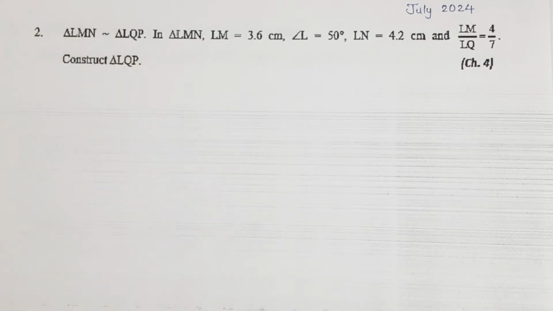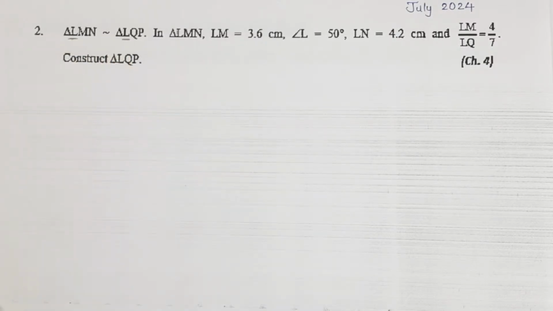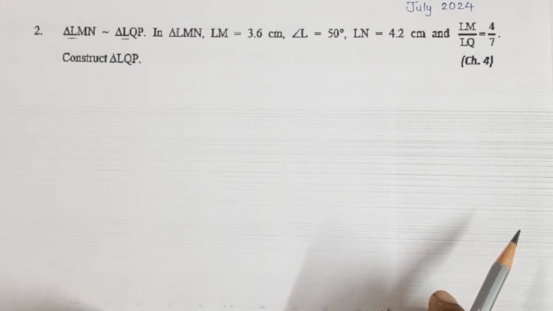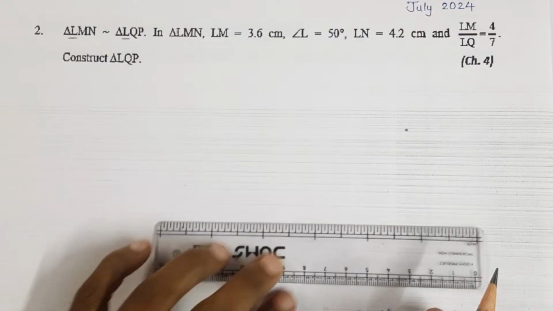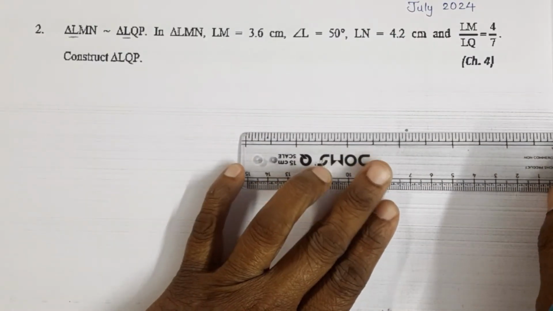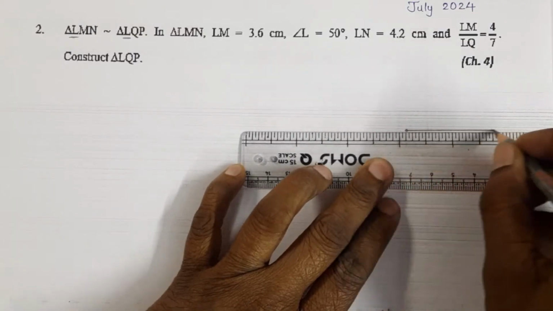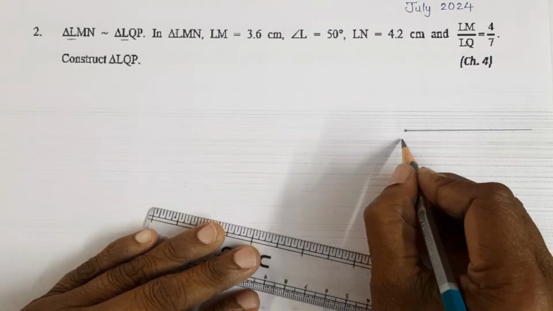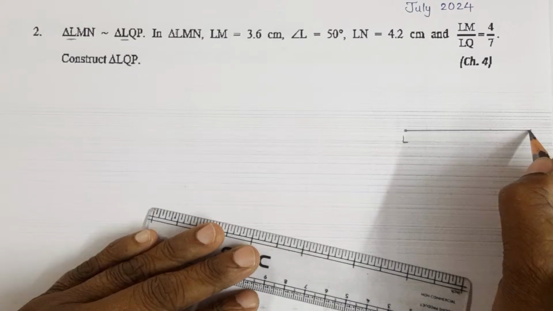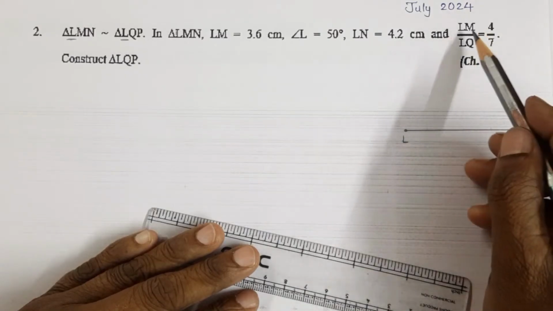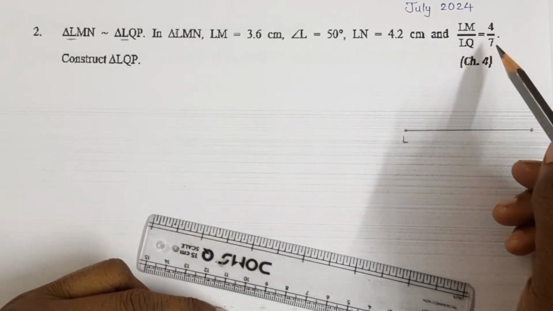Here L and here also L, so L is common, one point is common. If only one point is common, then our figure of the triangle should start from the starting point L. Draw it this way, that is L. And here the ratio is LM upon LQ, which is equal to 4/7.